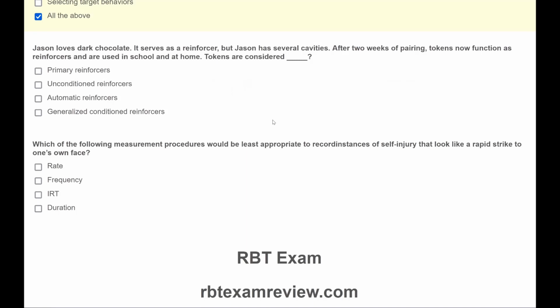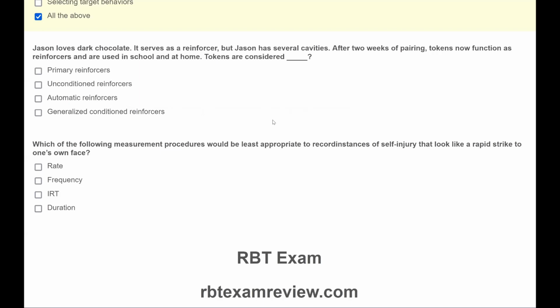It's what we should be doing anyway, right? Pairing things like praise and tokens with actual reinforcers. We want to create reinforcers that can be used anywhere. Edibles can be dangerous because, yes, they can be extremely reinforcing, but there's health risks involved, right? There's fading concerns involved. Edibles should be paired with other things to give other things reinforcing properties. That's already been done. Tokens now function as reinforcers.